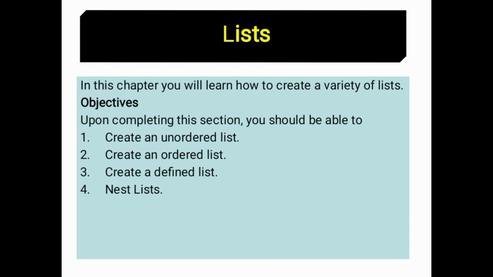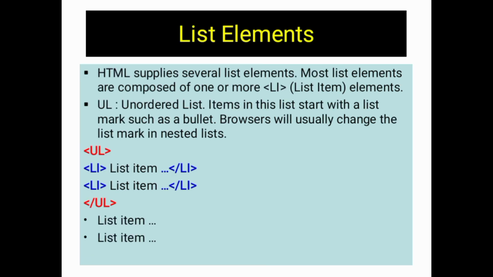The main objectives of this section are, upon completing it, you should be able to create unordered lists, create ordered lists, create definition lists, and nest lists. List elements: HTML supplies several list elements. Most list elements are composed of one or more list item elements. The list item is represented as LI.